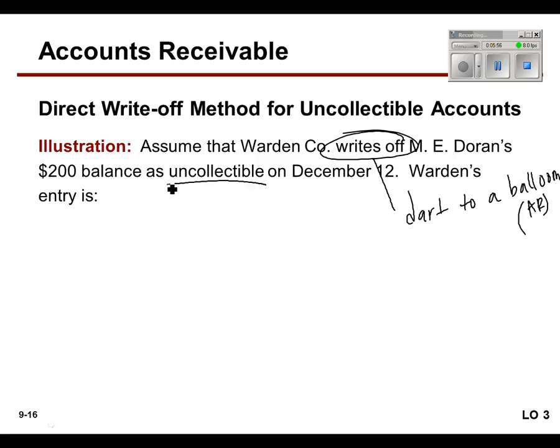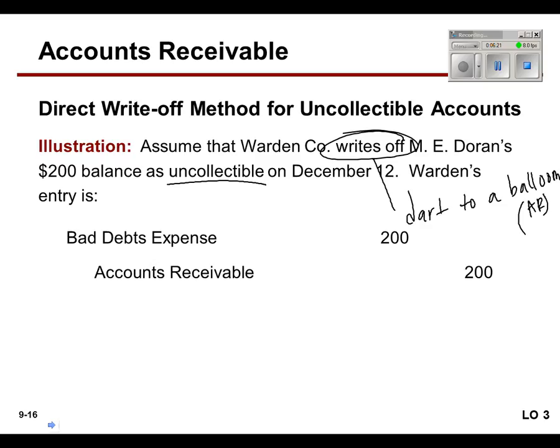Okay, there's another approach we can take with uncollectibles, and it's the allowance method, but it looks like we're done with the dart. What does the journal entry look like there? We are adding a new account called the bad debt expense. It's a debit to the bad debt expense and a credit to M.E. Doran AR.